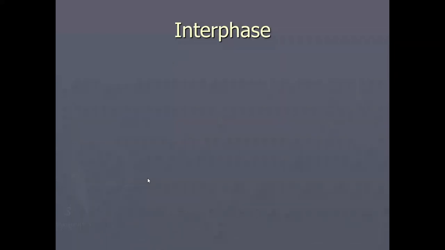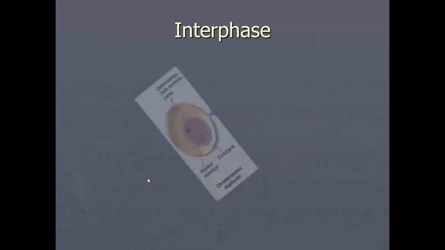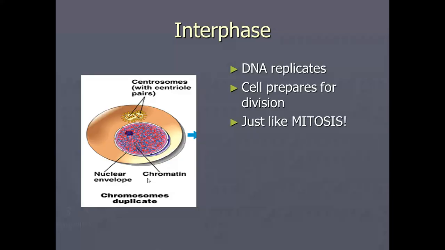Now, I'm just covering here a germ cell, a cell that is going to develop into a sex cell. It may have a short interphase where it prepares for division. DNA replicates as it has to. The cell increases in the number of organelles, especially mitochondria, just like mitosis.